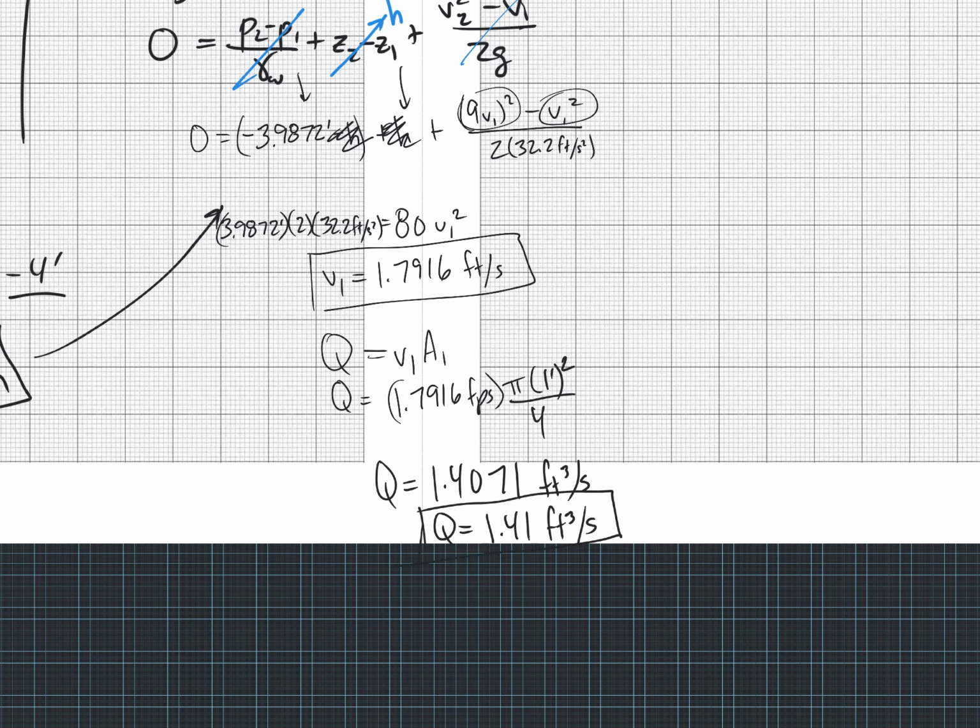If we look at the answer from the key online, I used more significant figures, but I got Q equals 1.4 CFS if I round. So it ended up being identical. This is from the key. The only difference between these two is this one said the density of air does not equal 0. It doesn't matter, just ignore the density of air. So that's it. 37 minutes to solve this one.